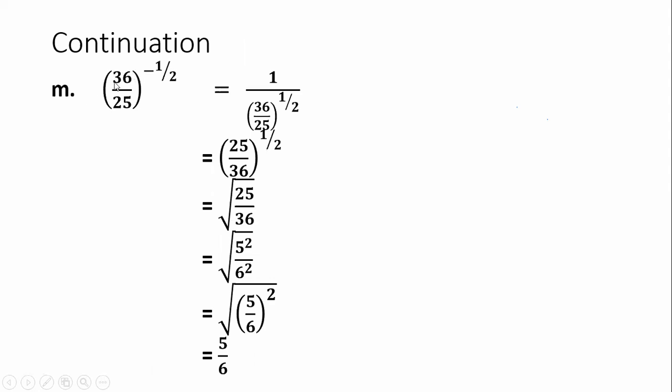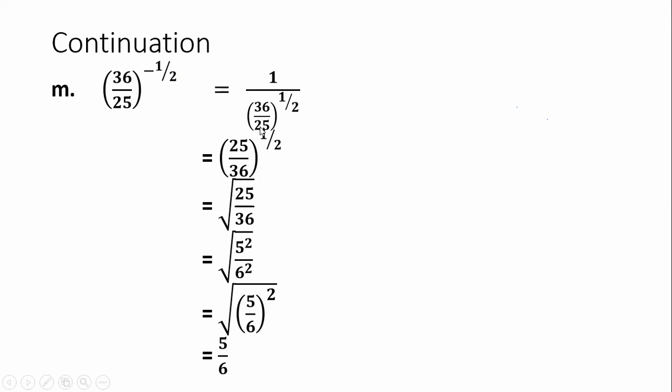Question M. We are simplifying 36 over 25 raised to power minus half. The negative power will cancel and change to the reciprocal. That's why we have the reciprocal as 1 over 36 over 25 raised to power half. When you do that, you have the reciprocal.